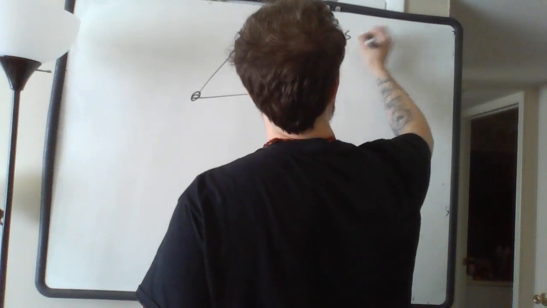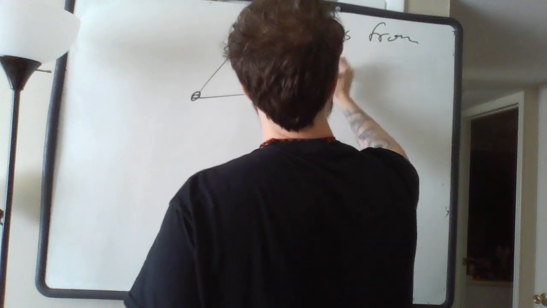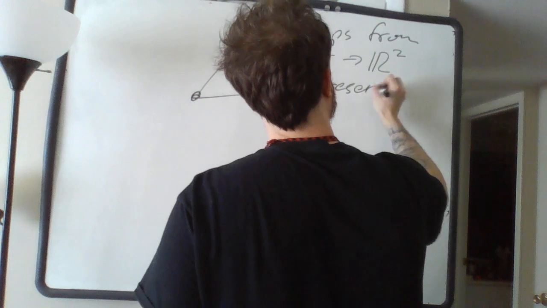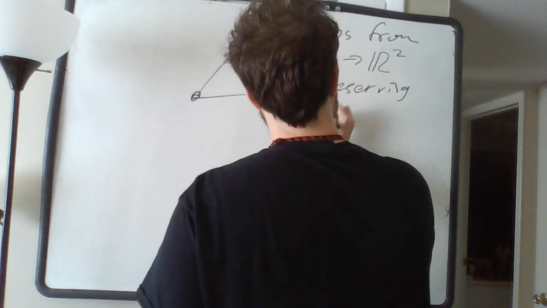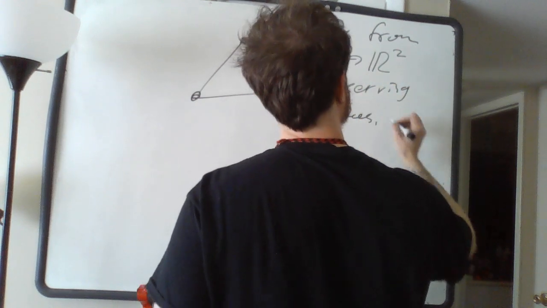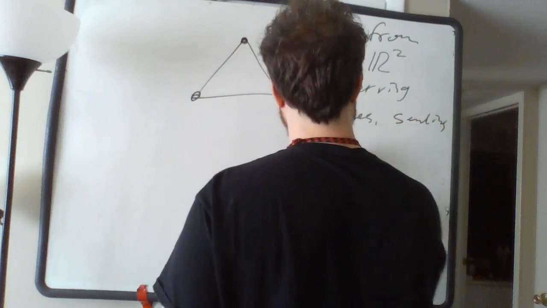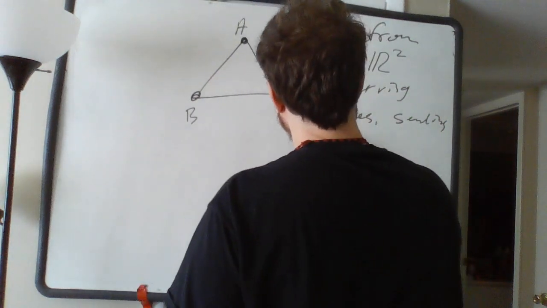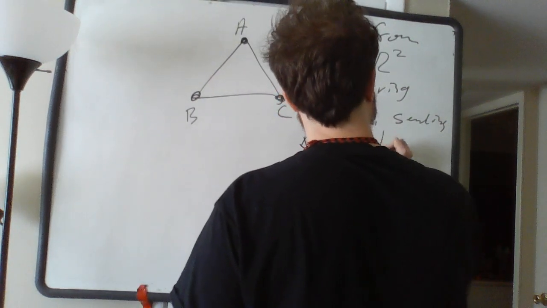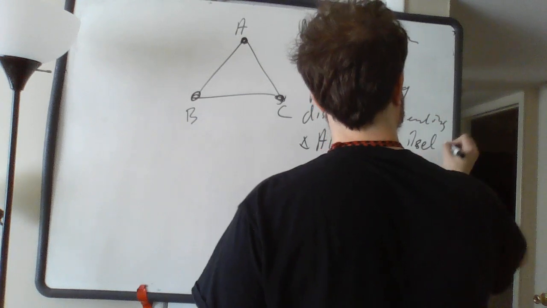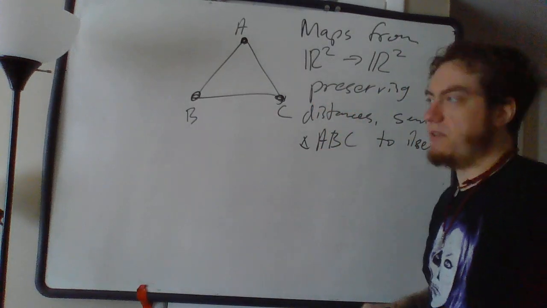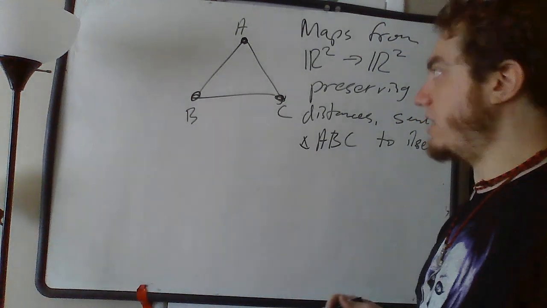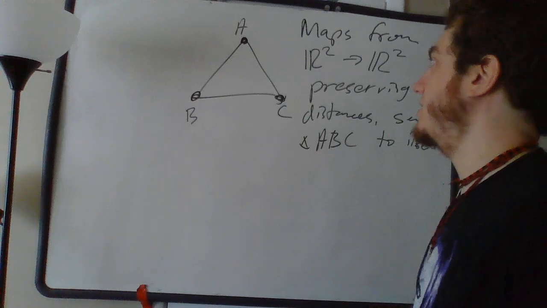So, maps from R2, the plane, to R2, preserving distances and sending, let's give this some labels, ABC, sending the triangle ABC to itself. Well, if you think about it for a little bit, there's only a couple of things that we can do here that will take this triangle back to itself.